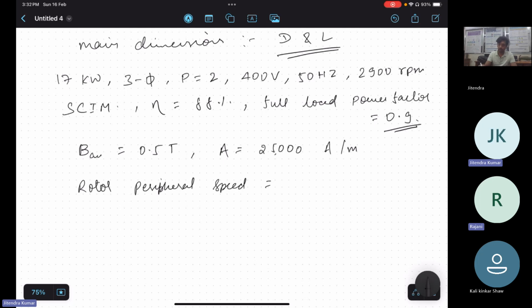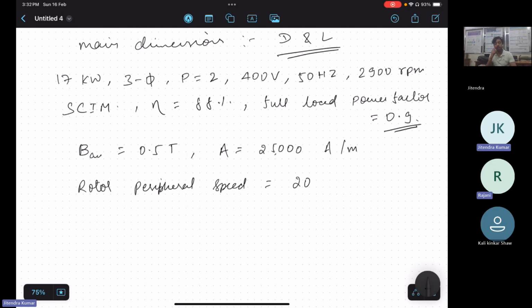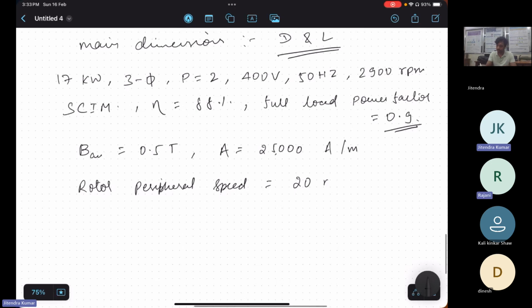So pi D N by 60 is given as 20. Peripheral speed means pi D N by 60 only, na sir? Yes, rotor peripheral speed is R omega, and omega you can write as 2 pi N by 60, and from that we get pi D N by 60. I haven't remembered that expression, but let us derive that.